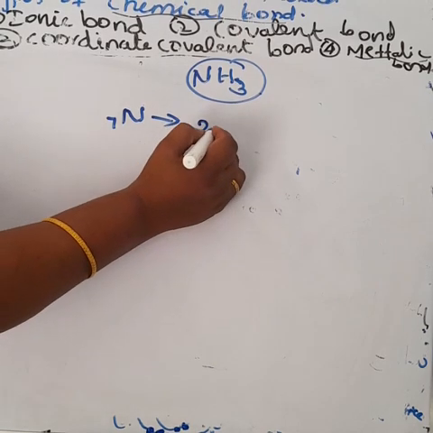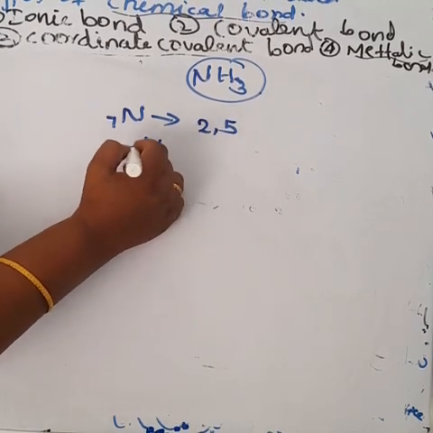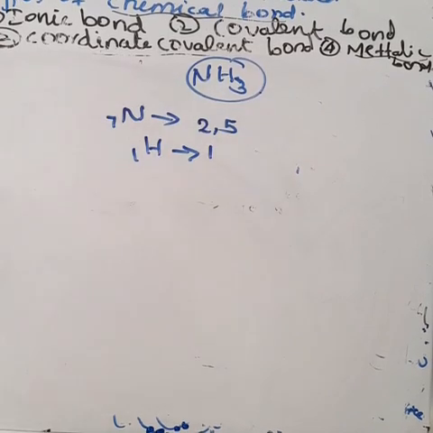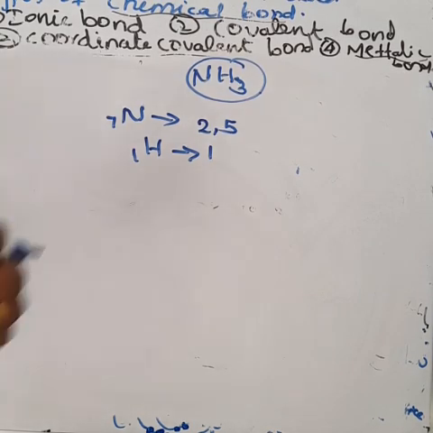Hydrogen atom, only 1 electron. Atomic number 1, only 1 electron here. So only 1 valence electron. Is it stable now, these 2 atoms? No, it is not stable.